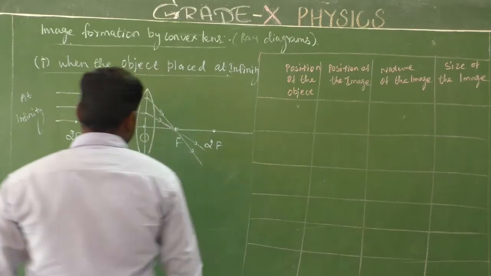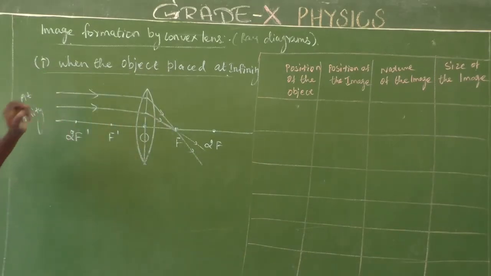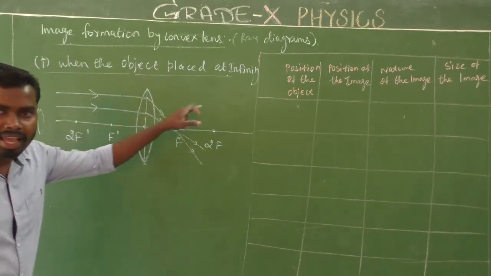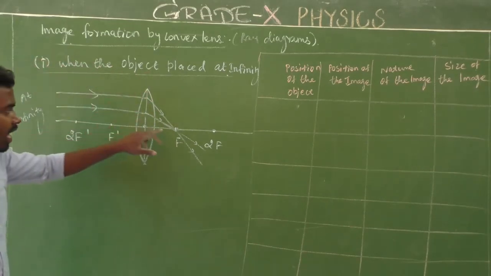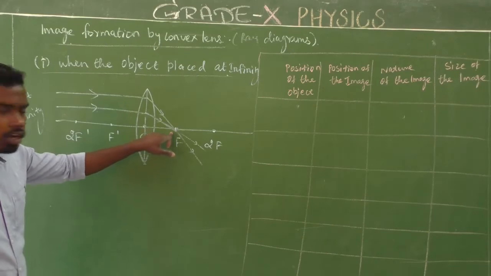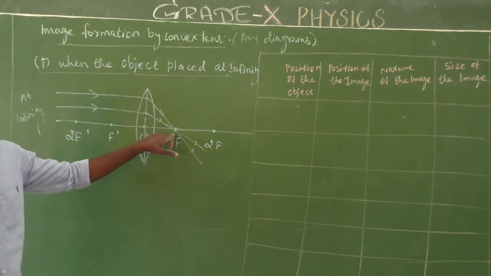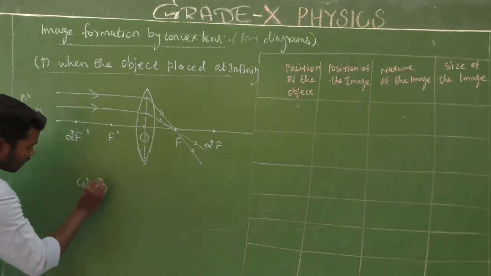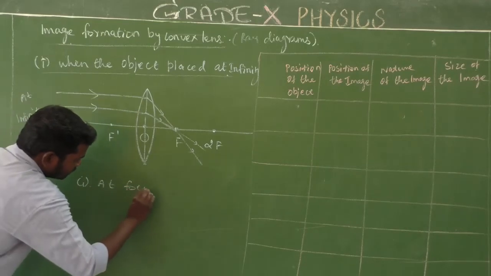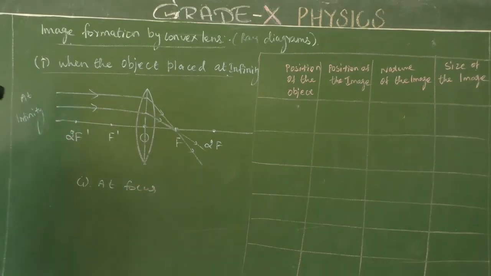Very simple. Okay, so this is the first case. When the object is placed at infinity, then the image is formed at focus. So this is the first case. Very simple. So the image is formed at focus. At focus.